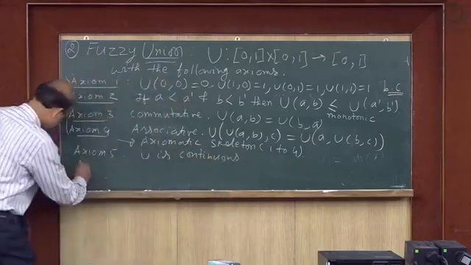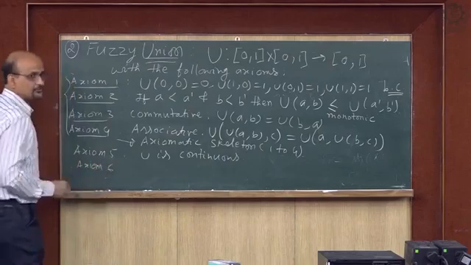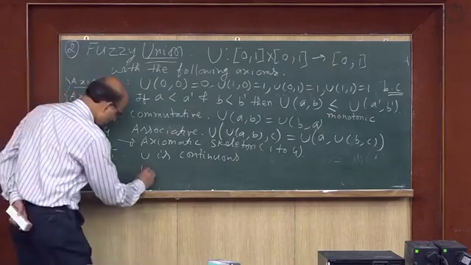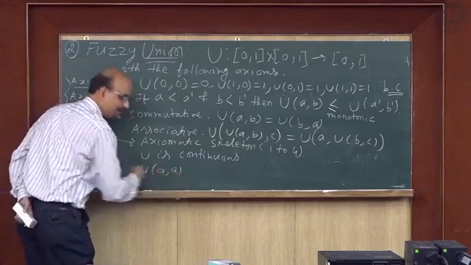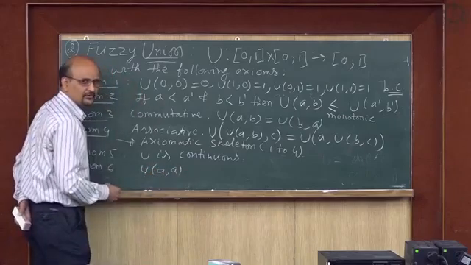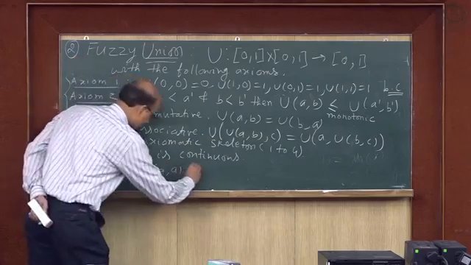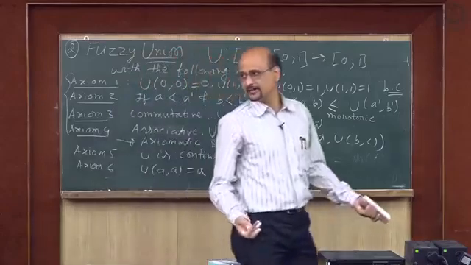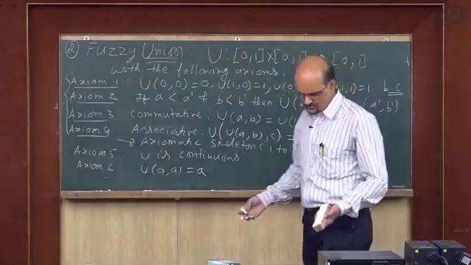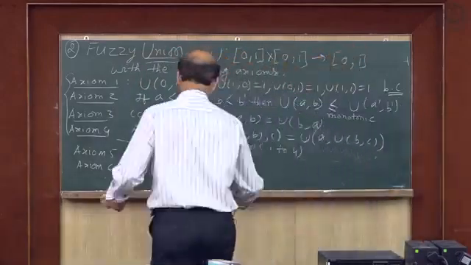And axiom 6 should be u of the same element A with A is A, the maximum of A and A is A. And this is called idempotency.